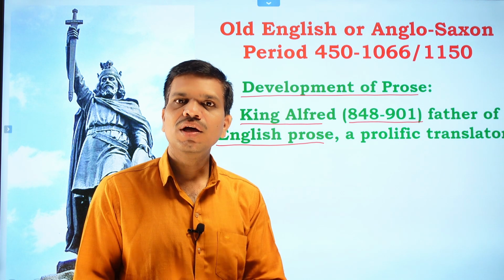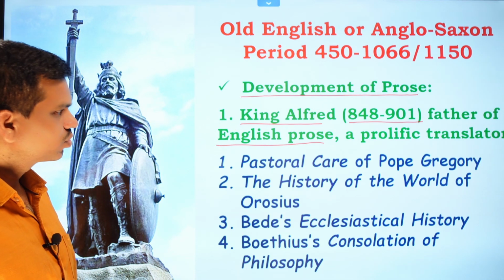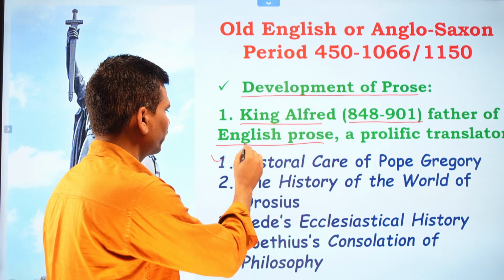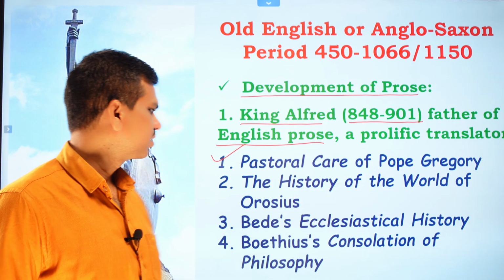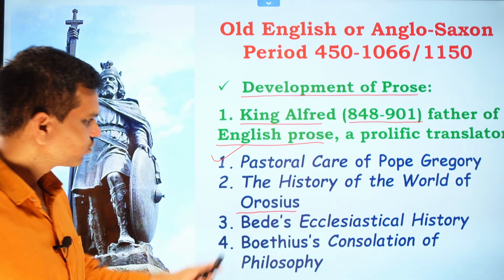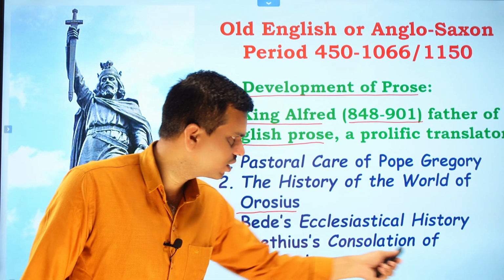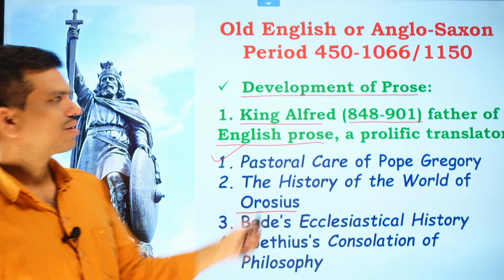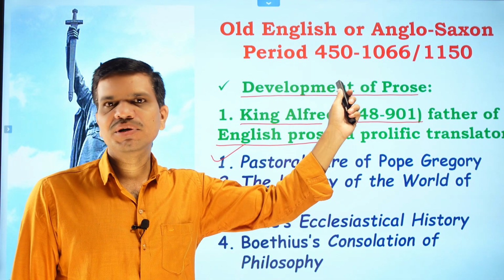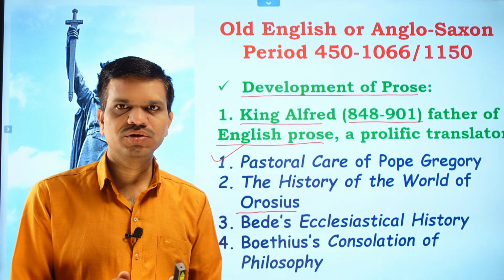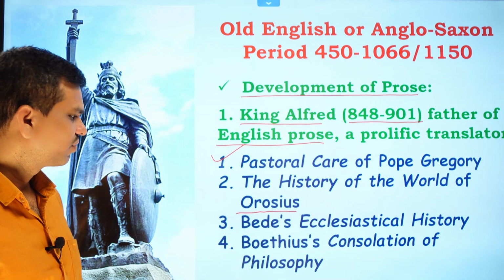He translated some of the works into English, and let's see these works. Here we have, very first, Pastoral Care of Pope Gregory. Pope Gregory composed Pastoral Care, and this was translated by King Alfred, the very first work. Then we have the History of the World, composed by Orosius. Then Bede's Ecclesiastical History, which he translated, and Boethius's Consolation of Philosophy. So these works were translated by King Alfred, and this is the development of prose. For the first time in English we have this kind of prose, and it is in translation. So translated works by King Alfred.